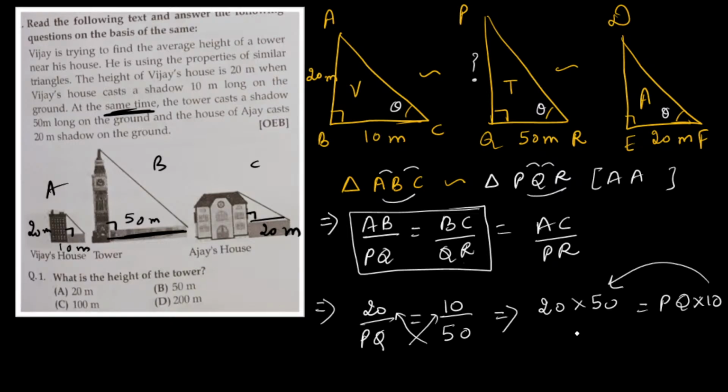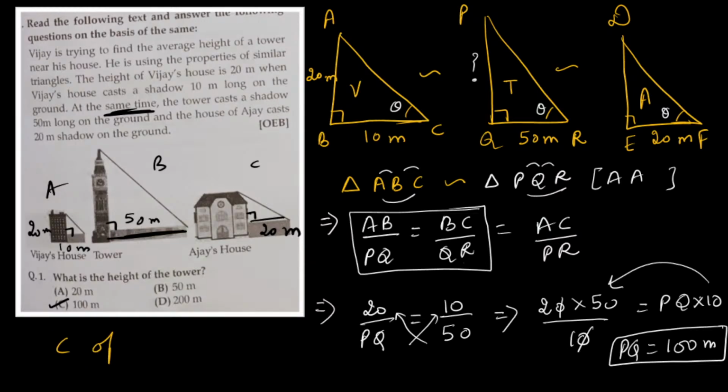The 10 we have to shift to this side. When we shift it to this side, it will get divided, because only PQ should be kept on the other side. So the 10 and this will get cancelled. 2 into 50 is 100. So PQ is equal to 100 meters. Which option? Jayashree has given the answer already. PQ is equal to 100, so option C.